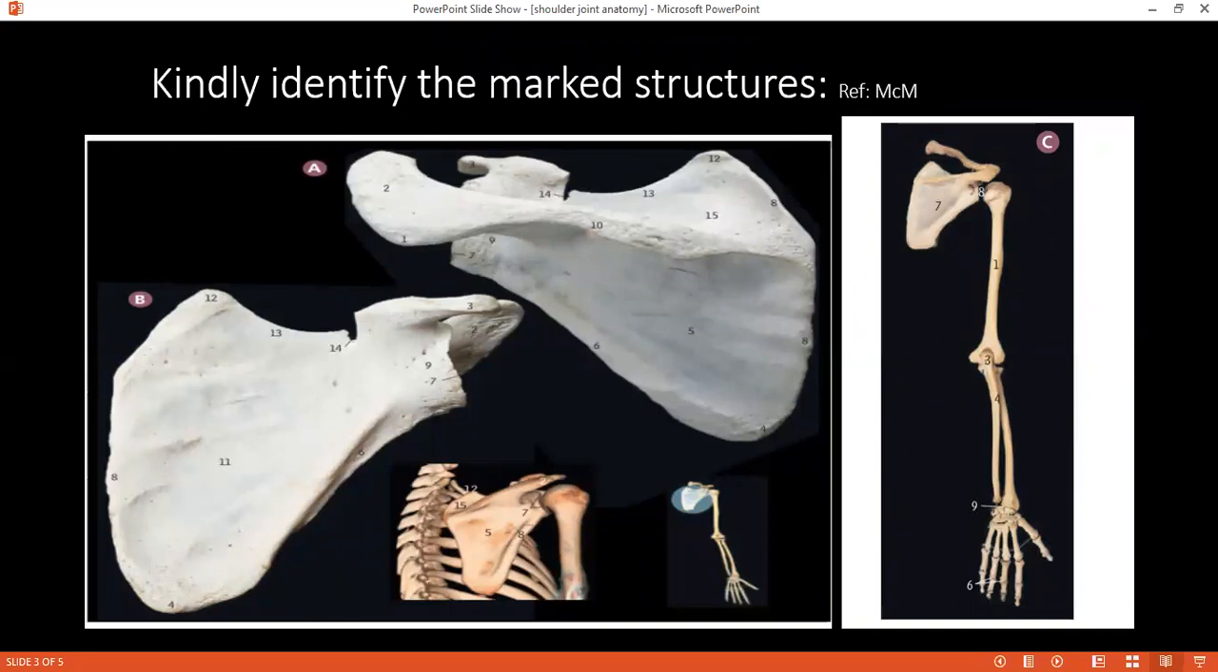All right, very good. Can you please tell me what are the muscles which are inserted in the bicipital groove? Yes, in the lateral lip, it is pectoralis major. In the floor, it is the latissimus dorsi, and the medial lip, it is the teres major. Yes, good.